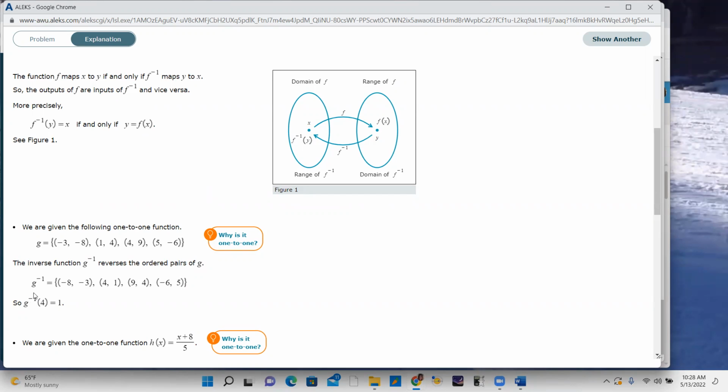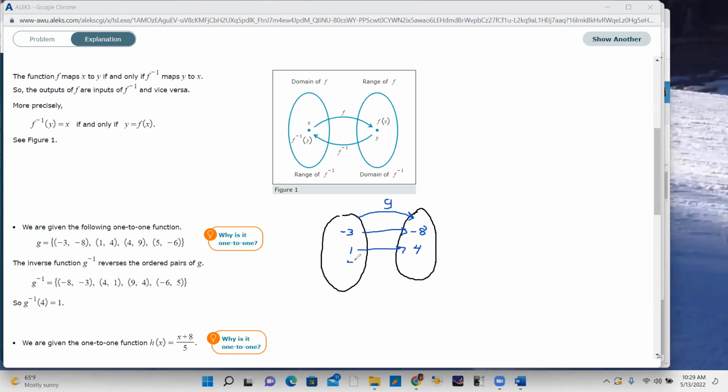So if you look at this example, g is the set of these points. So let me just draw here. g takes, say, -3 to -8. And 1 gets mapped to 4. And 4 gets mapped to 9. And 5 gets mapped to -6.